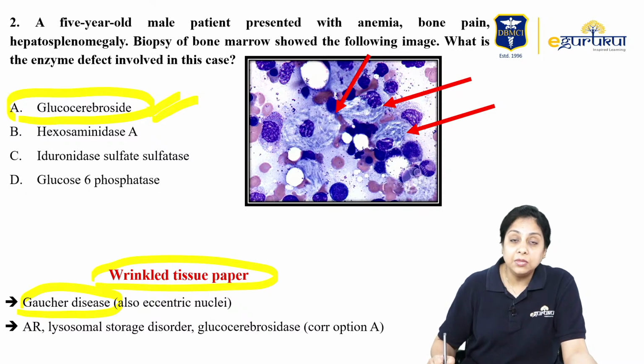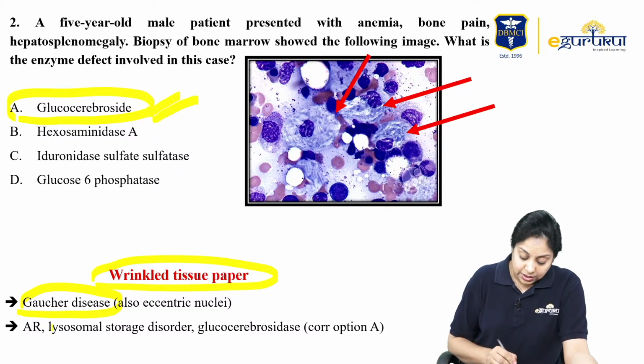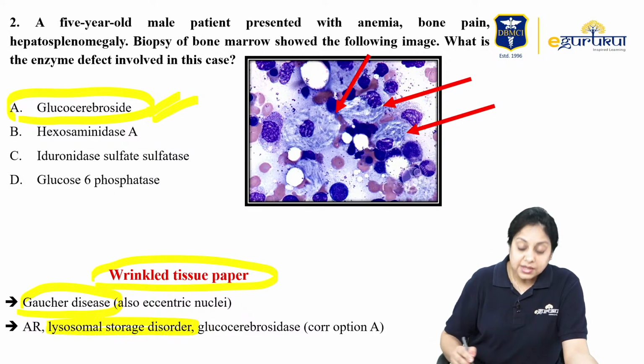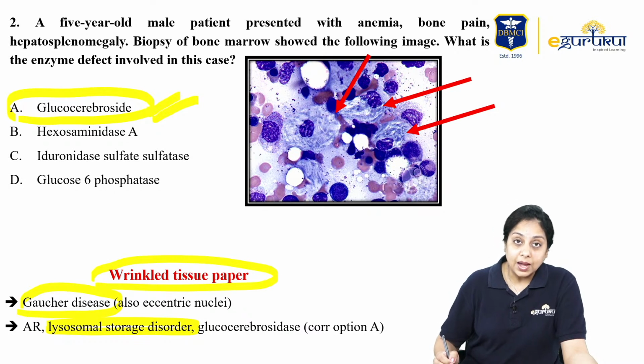Glucocerebrosidase enzyme is deficient, and this disease is autosomal recessive and a lysosomal storage disorder, right? So our correct choice is A. I'll discuss the second, third and fourth choices also.